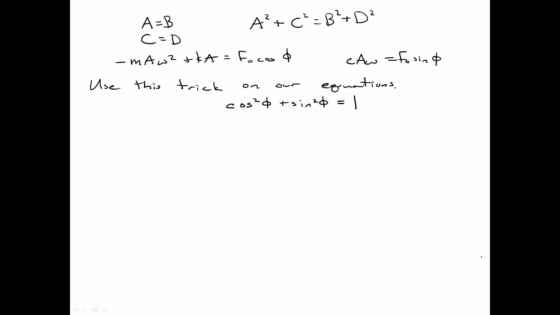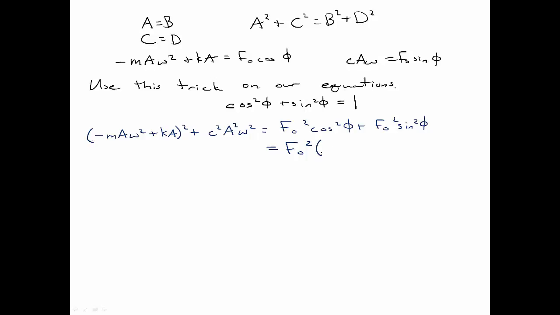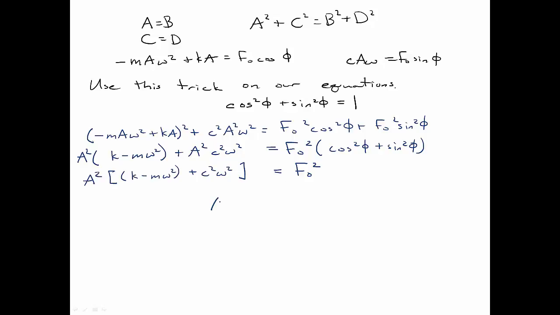What a mess, right? Well, if we factor out the f naught squared, we get cosine squared phi plus sine squared phi, which equals 1. So we can just simplify the right side to f naught squared. Let's go back to our left side. We have an A in every term, so we have these A's inside the square, and we can pull out an A squared. If I change the order on the inside, I get k minus m omega squared. So I'm going to factor out the A entirely, and now I can solve for A.